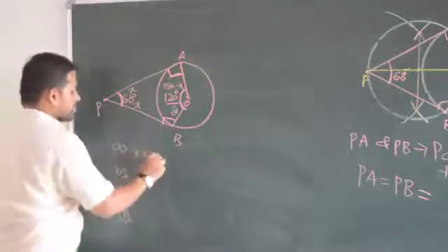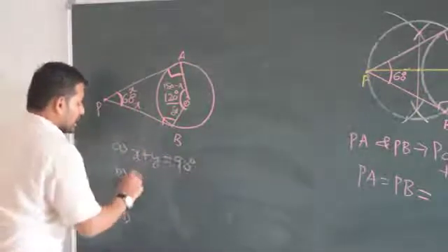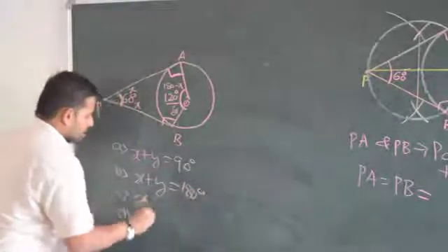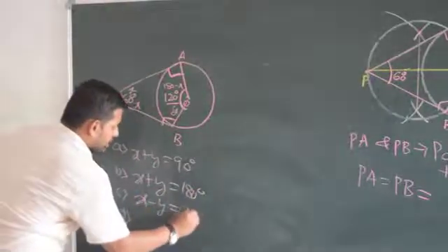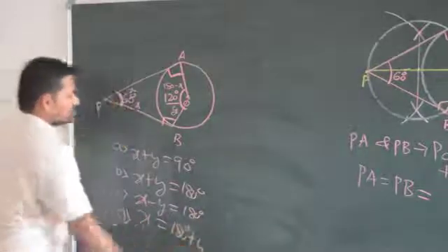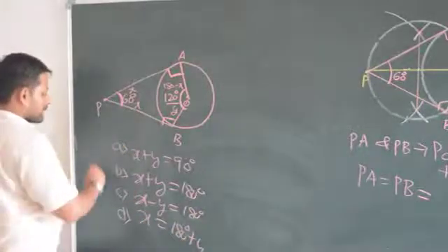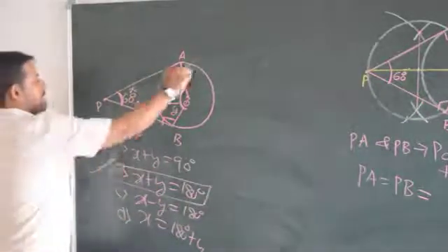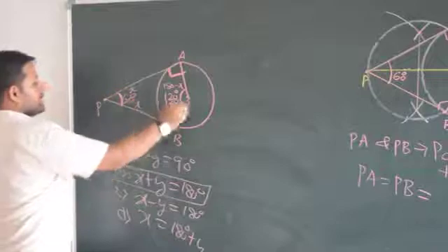They are like x plus y is equal to 90 degree, x plus y is equal to 180 degree, then x minus y is equal to 180 degree, then x is equal to 180 degree plus y. They will give some options like this. What is the correct option for this? X plus y is equal to 180 degree is the correct answer, no? Because here 90 and 90 are there, so these have to be 180 together.